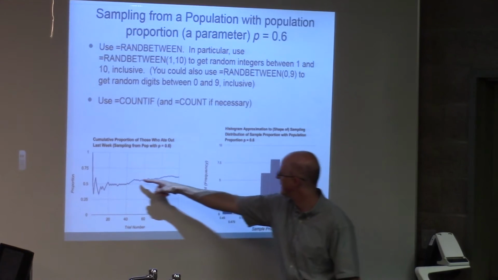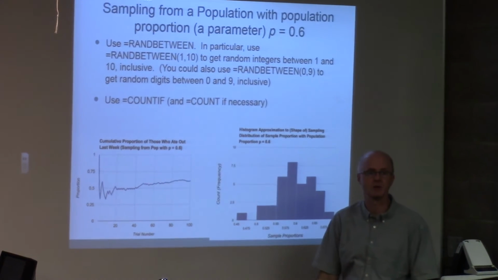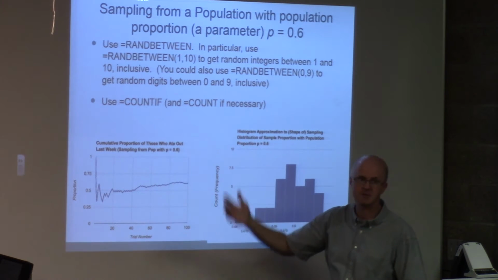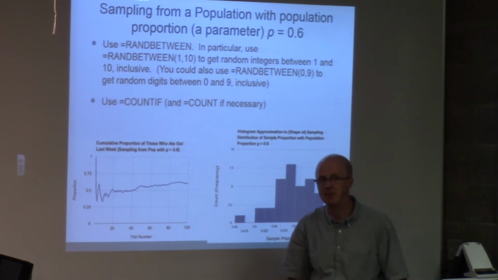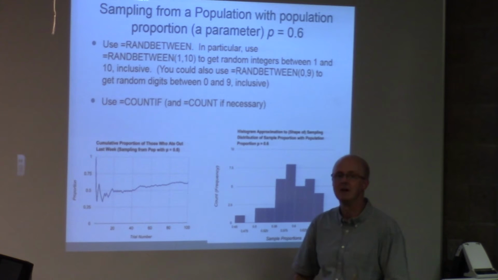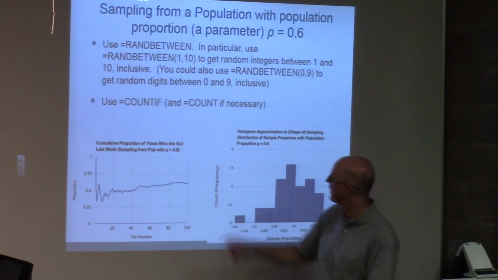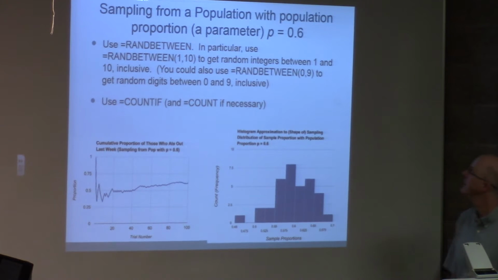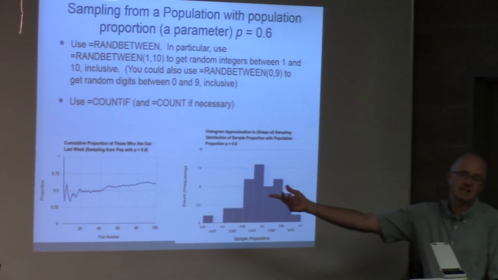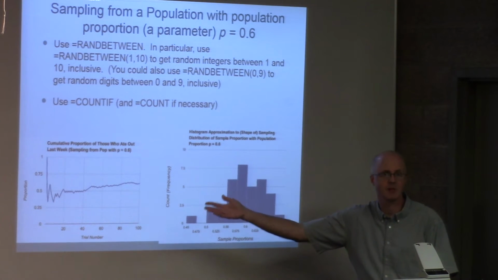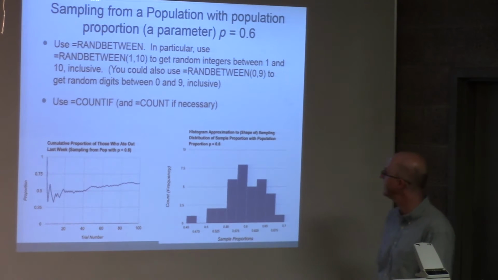0.6 would be right about there, and you can see it is generally getting closer. There's lots of ups and downs, big ups and downs at first, because when your sample size is small, one new trial can greatly affect the value of p hat, but then the jumps get smaller and smaller and they approach the population proportion. That actually is analogous to the law of large numbers that we're going to talk about today. It's a similar kind of graph that we're going to talk about with sample means later today.